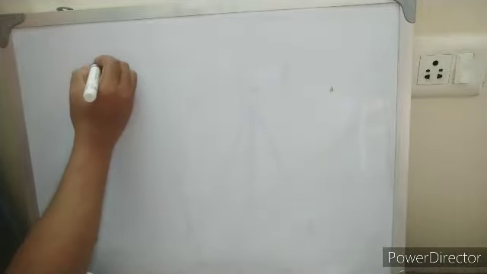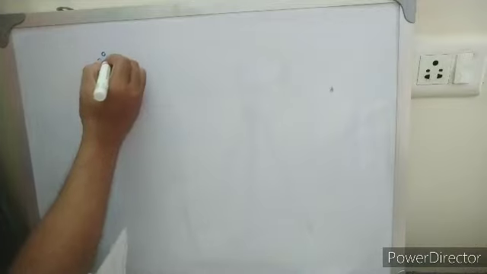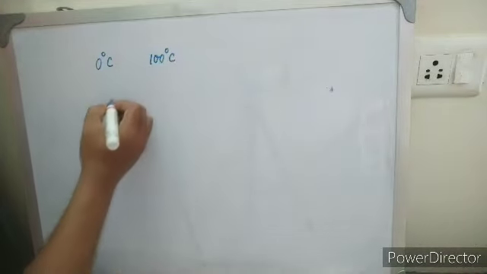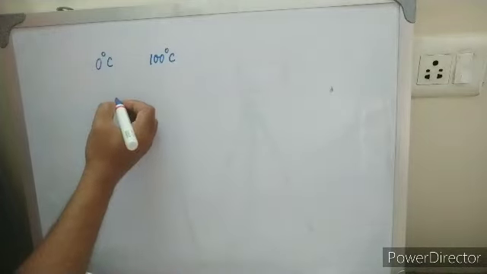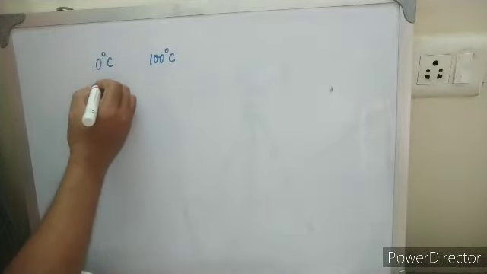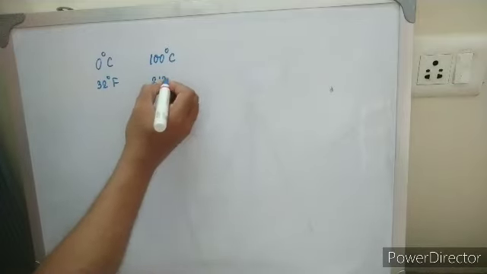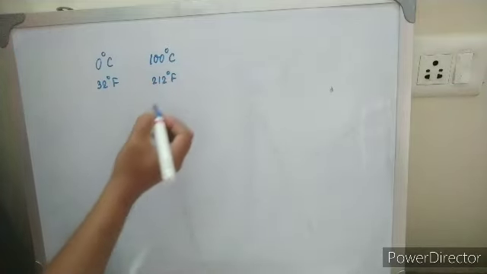And the lower fixed point, the upper fixed point, নিম্ন স্থিরাঙ্ক এবং ঊর্ধ্ব স্থিরাঙ্ক. সেলসিয়াস স্কেলের ক্ষেত্রে নিম্ন স্থিরাঙ্ক 0 ডিগ্রি সেন্টিগ্রেড, আর ঊর্ধ্ব স্থিরাঙ্ক, upper fixed point, is 100 degree centigrade in case of Celsius thermometer. In case of Fahrenheit thermometer, the lower fixed point is 32 Fahrenheit and the upper is 212 degree Fahrenheit.